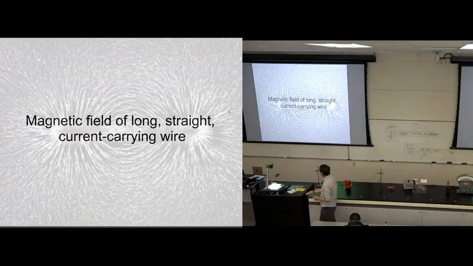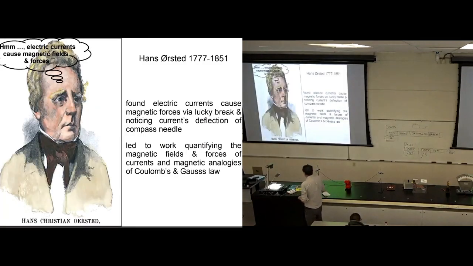So let's start with the straight wire carrying a current that creates a magnetic field. What is that magnetic field? If we want somebody to blame for the class, don't blame me. We've got to blame this Danish scientist who was the first to discover that electrical currents produce magnetic fields. And actually, he discovered it accidentally.